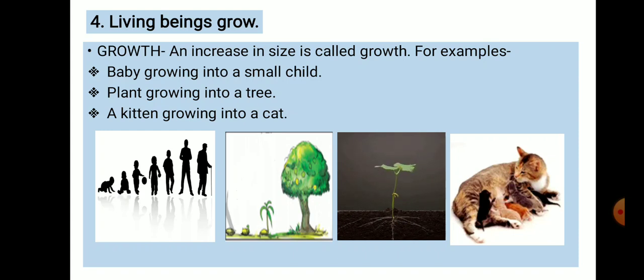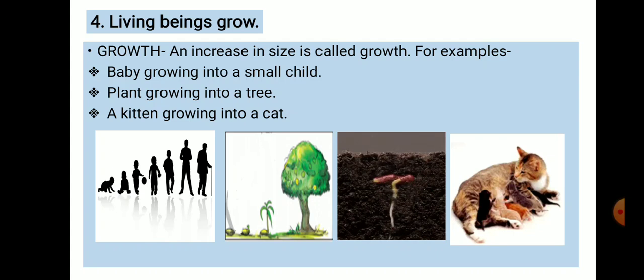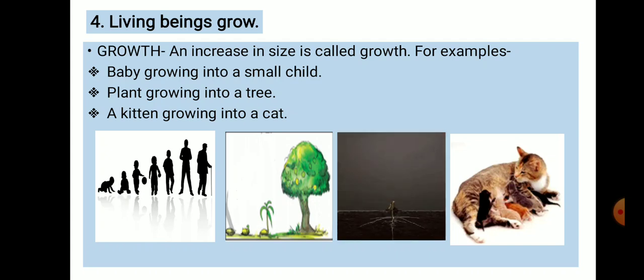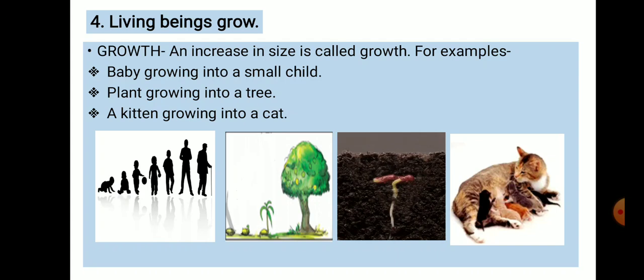Students, focus on the picture here. In this picture of the same person, in each and every stage there is an increase in size and height of the person. This is called growth. One more example here. When we put a seed in the soil, what happens, students? The seed sprouts, which means it germinates into a small baby plant. Then it grows into a big tree. This is called growth because plants are living beings.